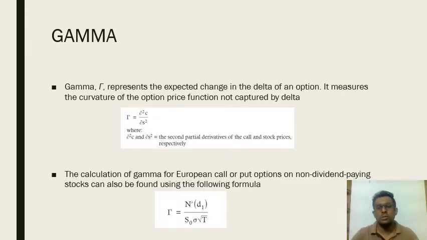So it is two times change. The first change is given by our normal delta, and the second degree change, the second differential, is given by gamma. So the calculation of gamma is given by the formula N dash d1, which is calculated like we calculate it for the delta, divided by stock price into sigma into root of time. So we'll take an example and try to understand what it is.